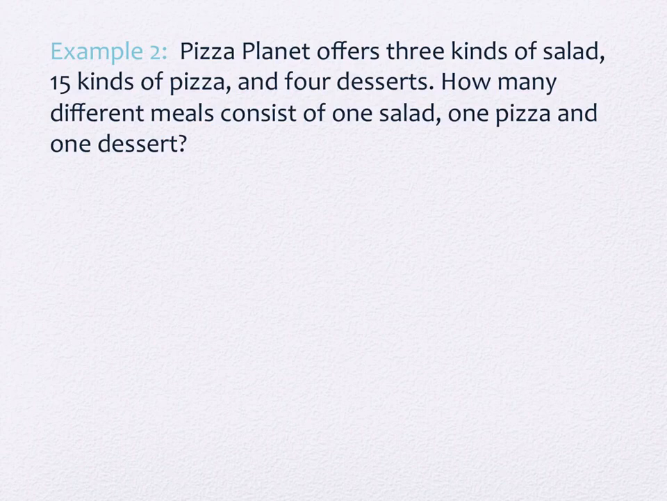They offer 3 kinds of salads, 15 kinds of pizzas, and 4 desserts. How many different meals consisting of 1 salad, 1 pizza, and 1 dessert can we create? So this is more than 2 steps, but it's the same process that the definition described before. We have our 3 different things we're choosing to make our meal deal. You can imagine lots of restaurants do things like this.